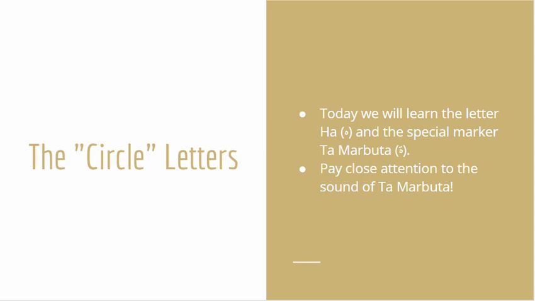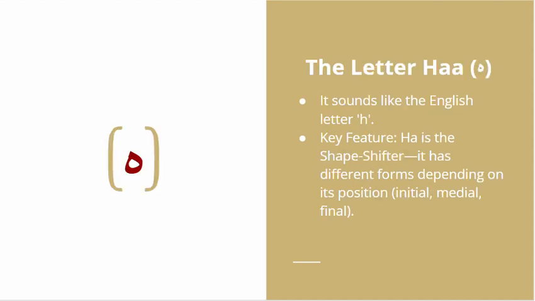Ta marbuta doesn't really have a pronunciation of its own, and it's not a letter, it's just a marker, an ending for words, but it's not its own letter. That's why it's called ta, because it has the dots of a ta and sometimes is pronounced like a ta, and marbuta because it looks like ha and sometimes is pronounced like ha. We will see now. Let's begin with our letter.